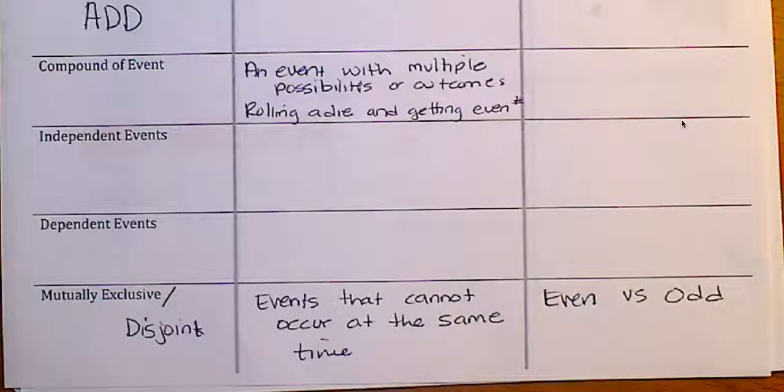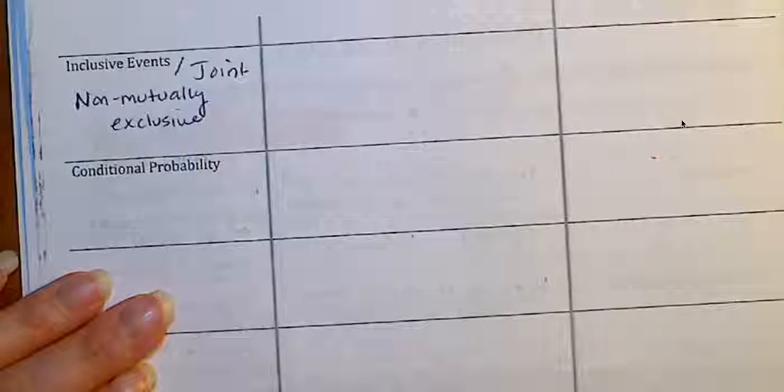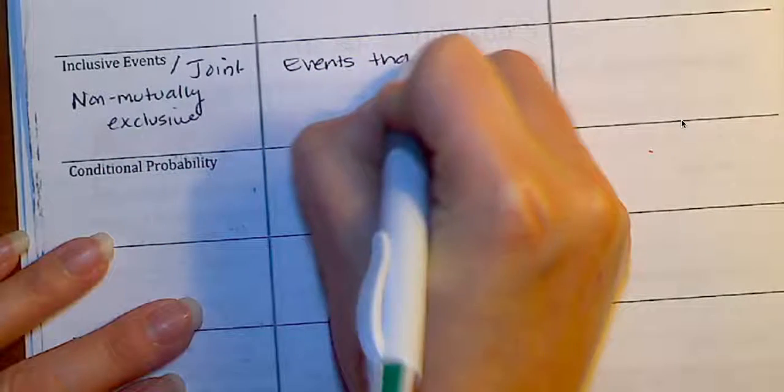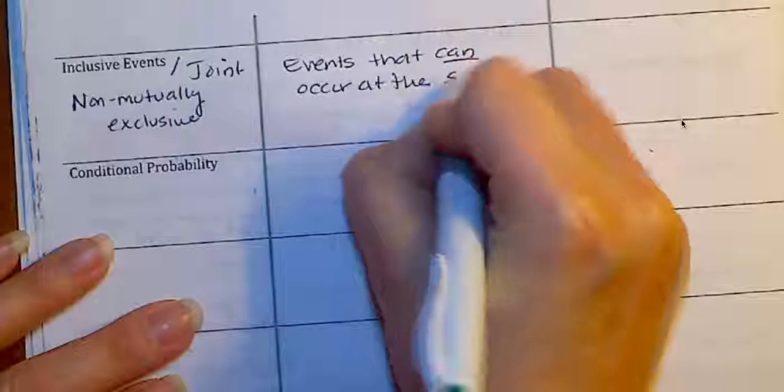Now the opposite of that would be, let's flip to the back side. Inclusive events, also known as non-mutually exclusive, and these can also be called joint. So these are all words that you might use to represent events that can occur at the same time.